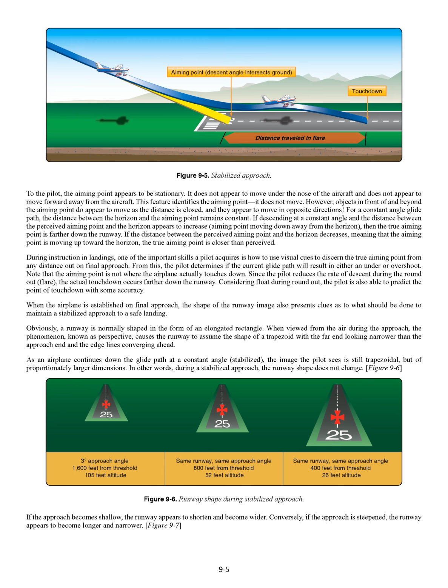As an airplane continues down the glide path at a constant angle, stabilized, the image the pilot sees is still trapezoidal, but of proportionally larger dimensions. In other words, during a stabilized approach, the runway shape does not change. If the approach becomes shallow, the runway appears to shorten and become wider. Conversely, if the approach is steepened, the runway appears to become longer and narrower.